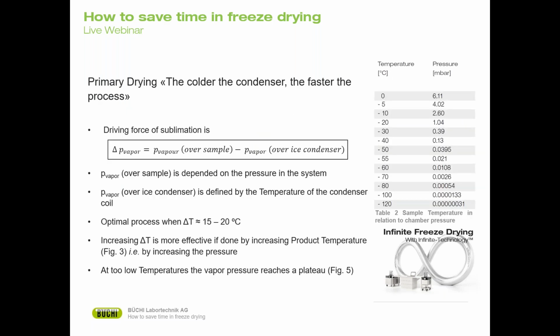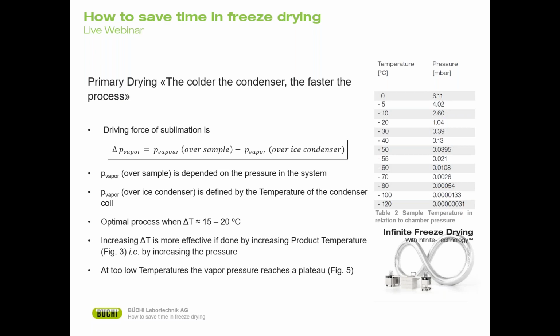Next, I want to have a look with you at primary drying. This is the main phase as well as the longest, and this is where most of the water is lost via sublimation. And I want to talk first about one common misconception, which is: the colder the condenser, the faster the process.